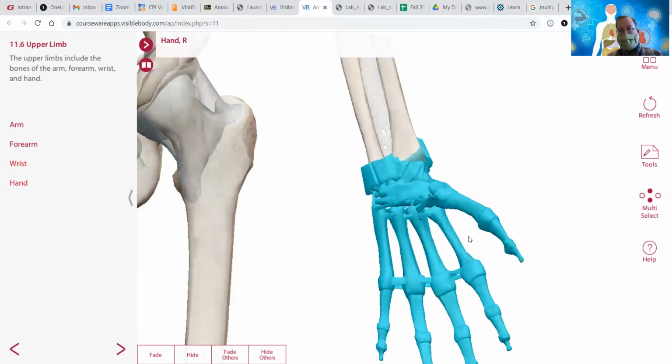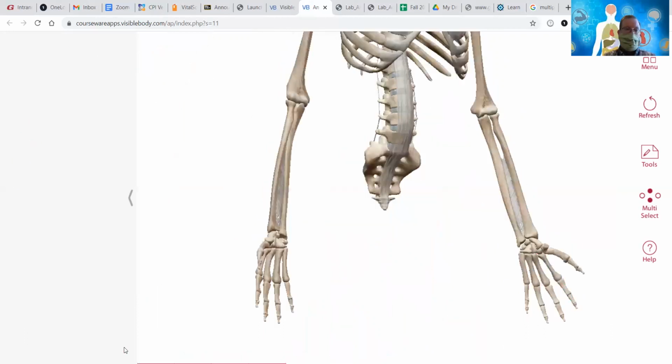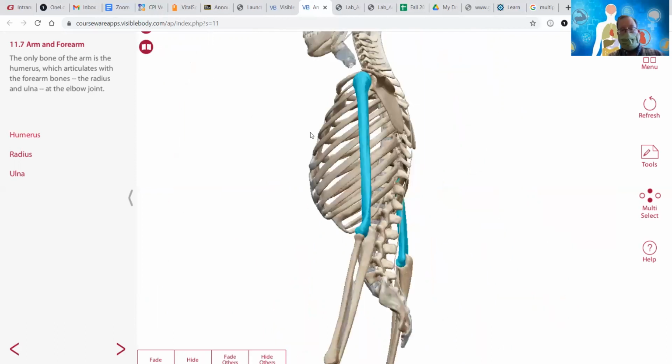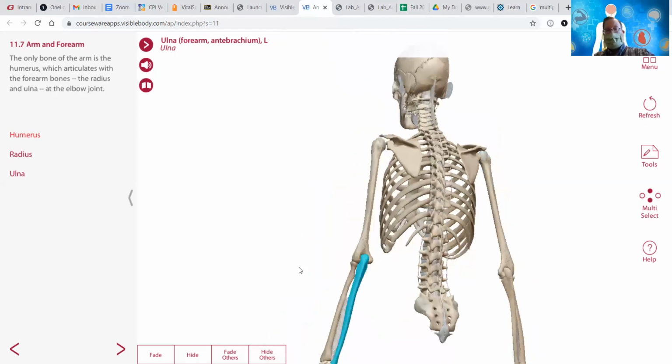And then lastly, we end up with the hand, and we'll see we have what are called metacarpals forming the palm of the hand, and then all of your digits we call phalanges. So let's take a peek at the arm and forearm in a little bit more detail. I already mentioned the humerus is the upper arm bone. And from posterior view, you can see the ulna is a little bit longer than the radius. The ulna comes up and forms the elbow.